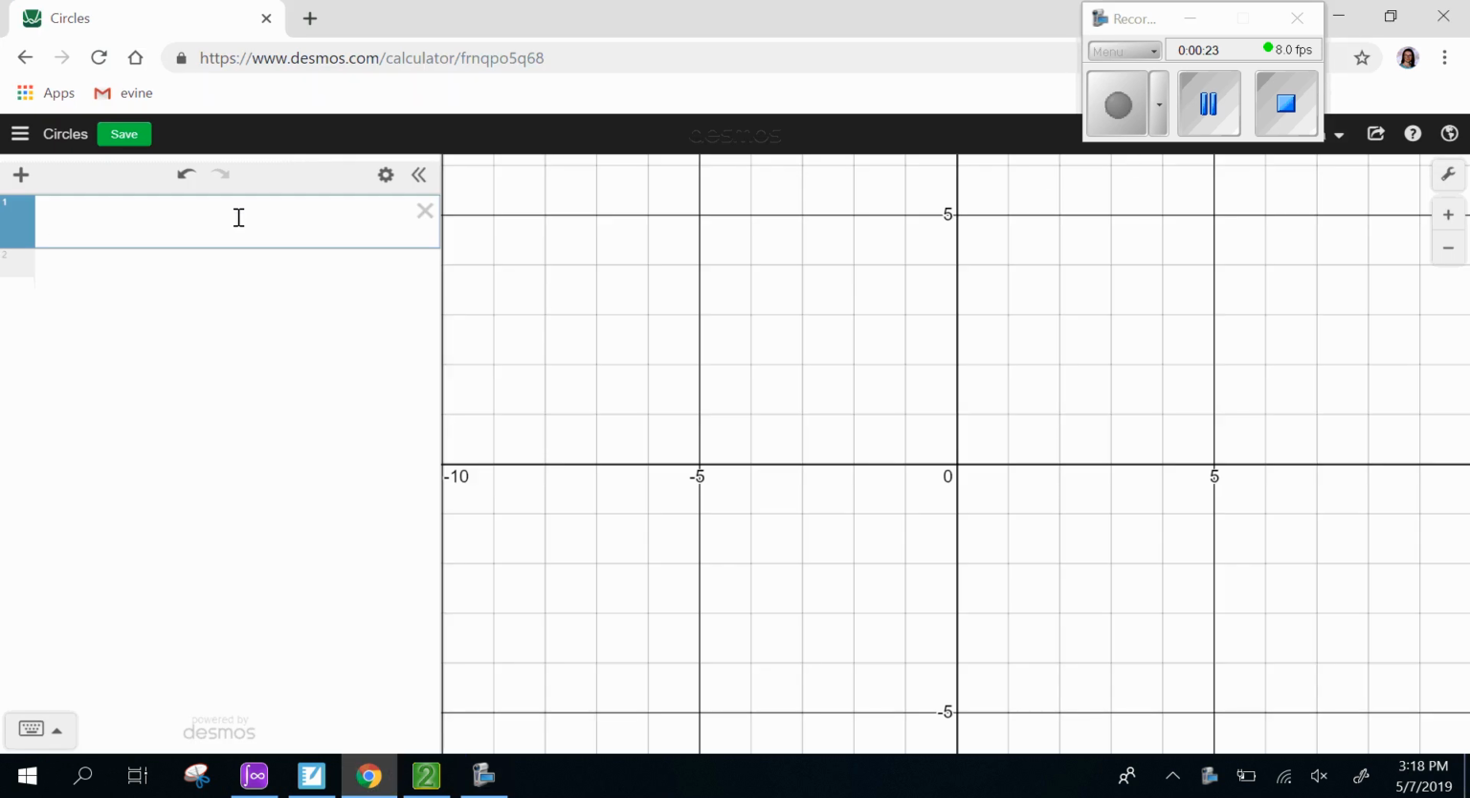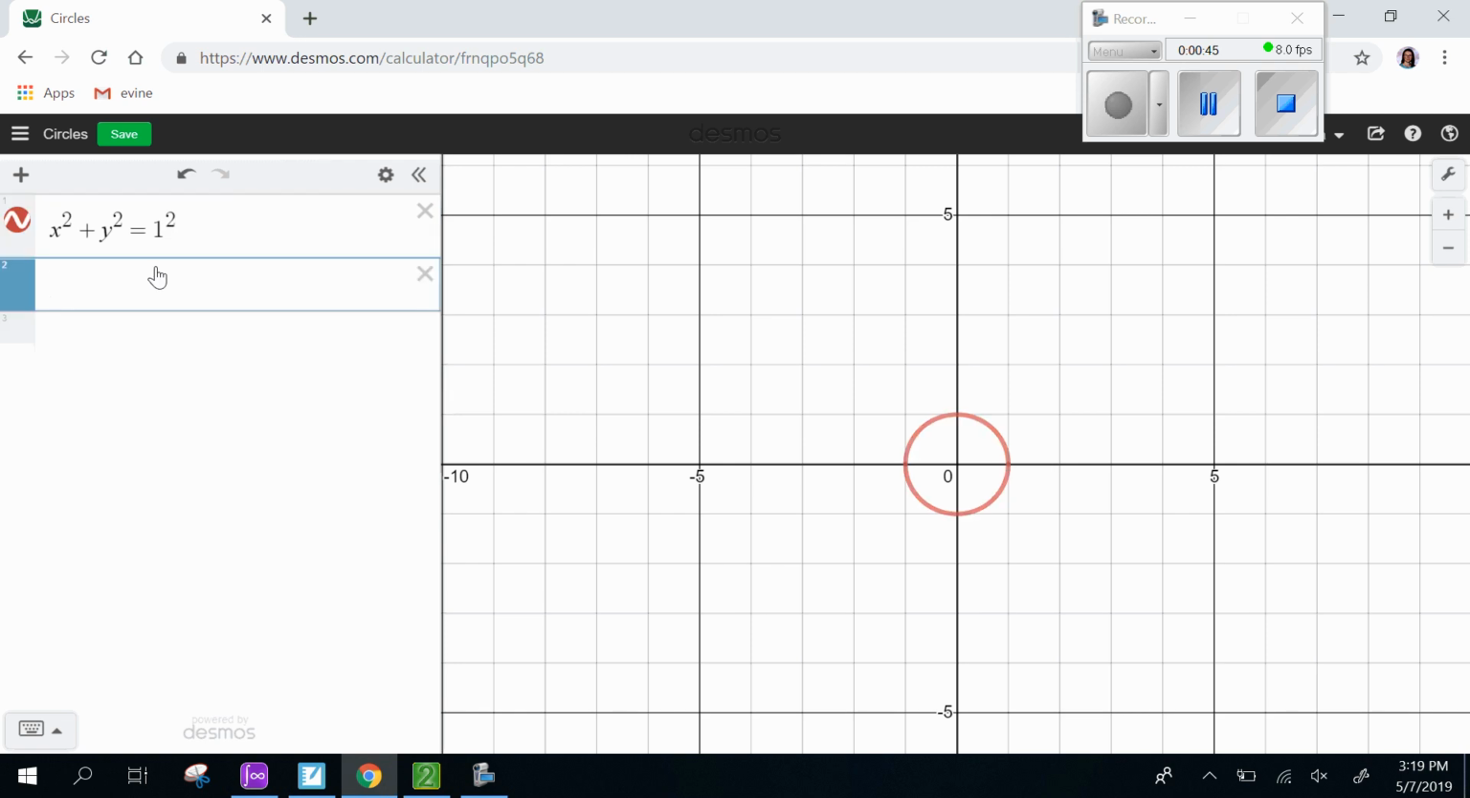to graph a circle. And in order for us to get a circle, we would need an x squared plus a y squared. And we need to pick a radius, so I'm just going to do 1 squared. So what this is saying is that we have a circle which is centered at 0, 0, and it has a radius of 1.